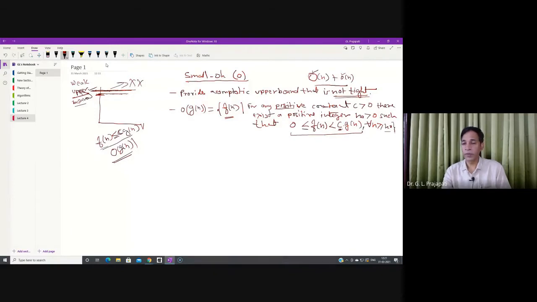But here you can notice the difference: in the case of the small o notation, what we mean is that for any positive constant c greater than 0, there exists a positive constant. So for every positive constant c, we should have this kind of relationship. And here the rate of growth of function f of n is less than c into g of n.